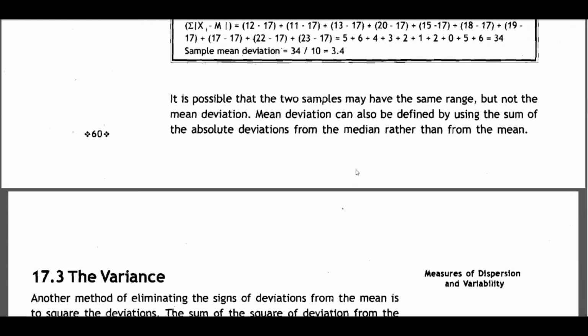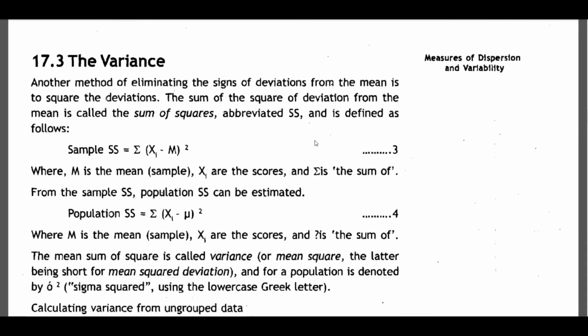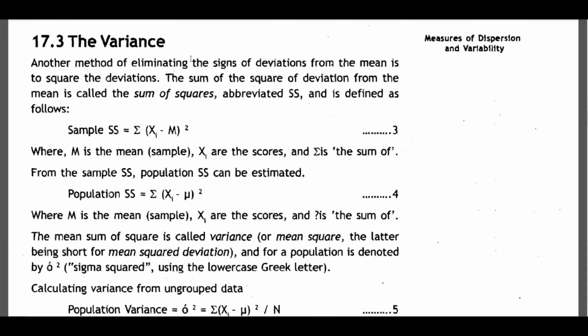So it is possible that two samples may have the same range but not the same mean deviation. Mean deviation can also be defined by using the sum of absolute deviations from the median rather than from the mean. Now the variance. Another method of eliminating the signs of deviations from the mean is to square the deviations. The sum of the squares of the deviations from the mean is called the sum of squares, abbreviated as SS, and is defined as follows: sample SS is the sum of all (x minus the mean), the whole squared.